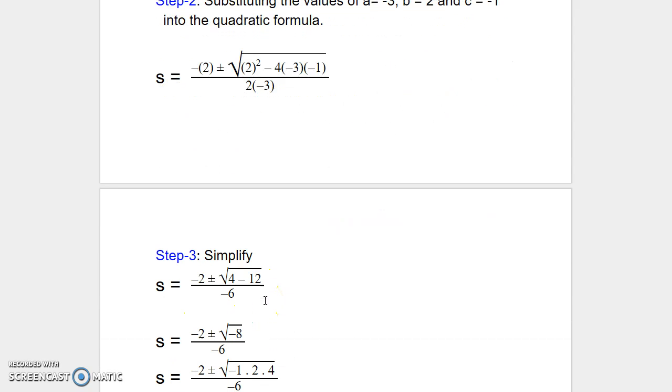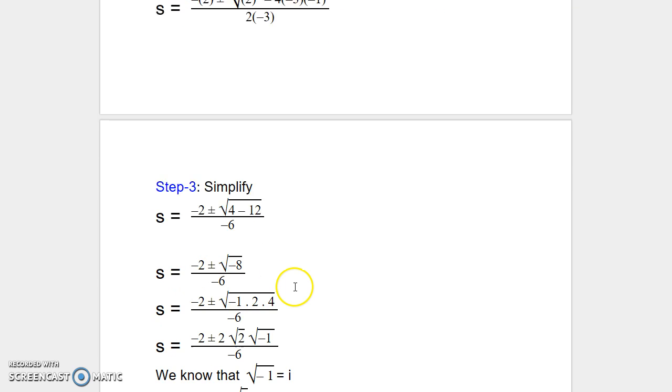Now we're going to simplify them. Negative 2 plus or minus the square root of 2 raised to the power of 2, which is 4, and then negative 4 times negative 3 times negative 1. Negative times negative is a positive. Positive times negative is a negative. So 4 times 3 is 12, and 12 times 1 is 12. The whole thing is divided by 2 times negative 3, which is negative 6. So we have negative 2 plus or minus the square root of 4 minus 12, divided by negative 6.